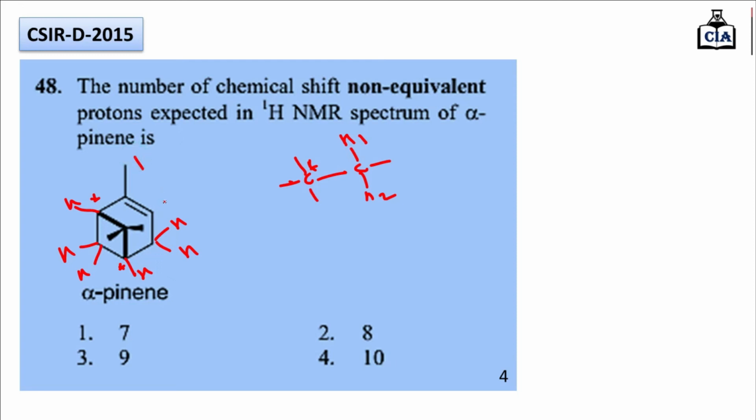This is the first type, this proton is second, third, fourth, fifth, sixth, seventh, eighth, this is ninth, and this is 10th. So this alpha pinene has a total of 10 non-equivalent proton atoms. So it will give a total of 10 signals in a proton NMR spectrum.